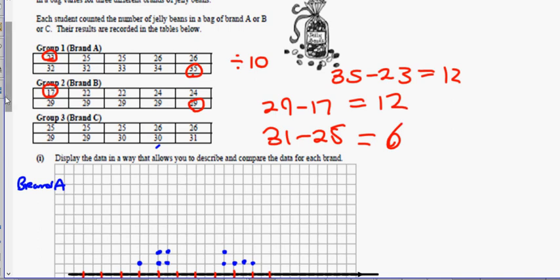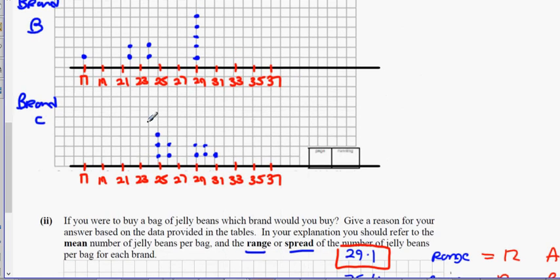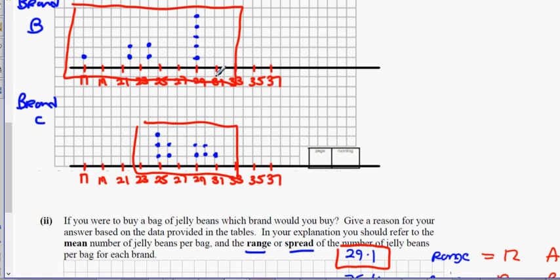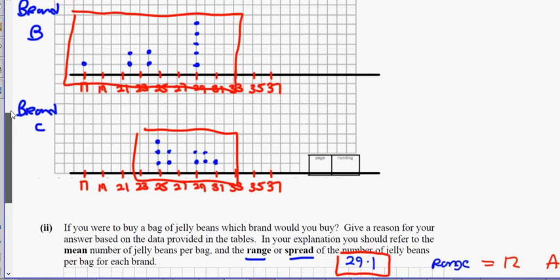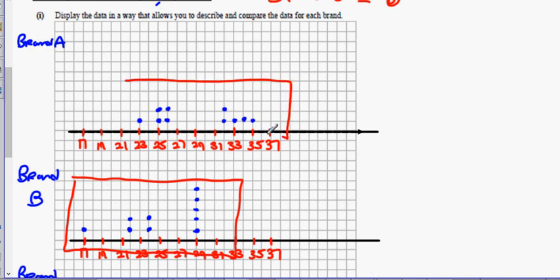Alright. What does the range mean? What can you tell me about brand C? Brand C has the smallest range. What does that mean? All the results are bunched together in a smaller area. What about brand B? Which box is bigger, brand B or brand C? Brand B. The results are more spread out. And what about brand A? They're pretty spread out as well, aren't they? So do you understand what range means now? It means how reliable, how close are each packet going to be together.